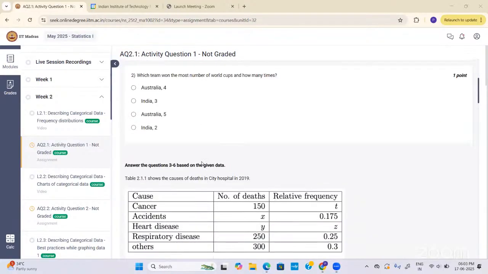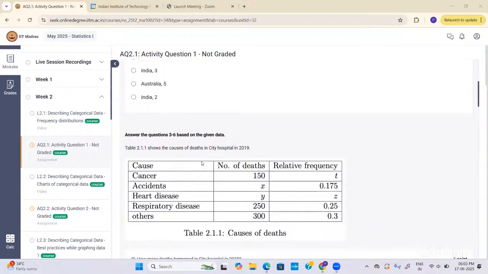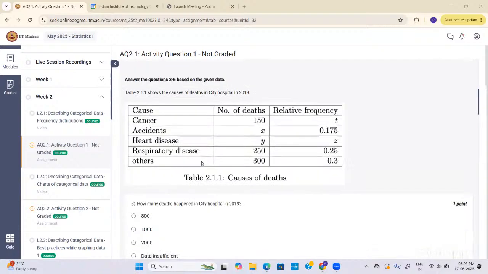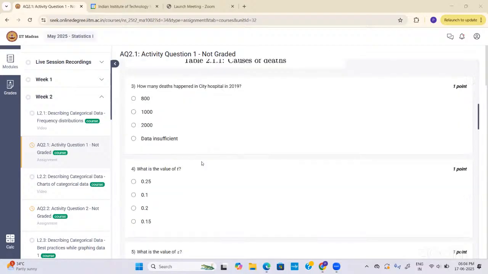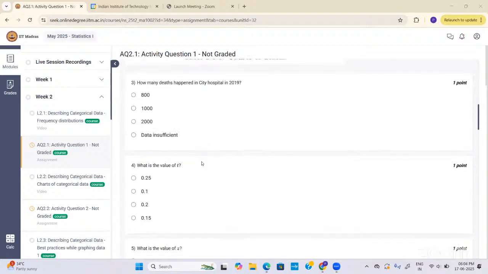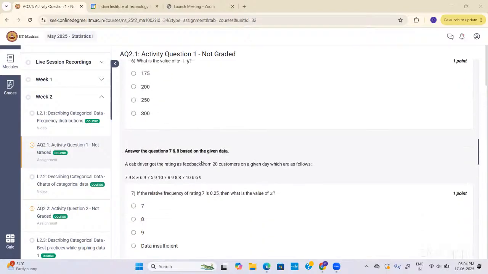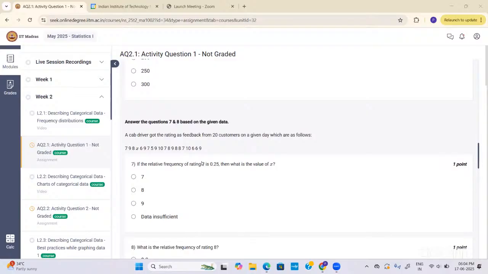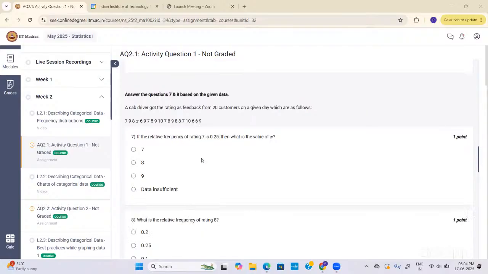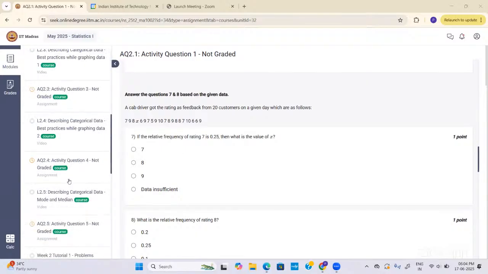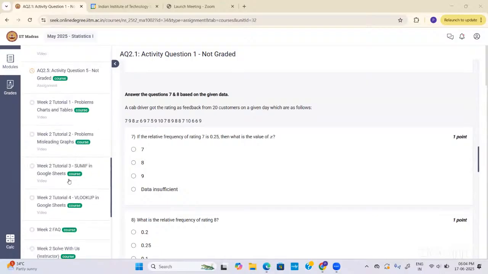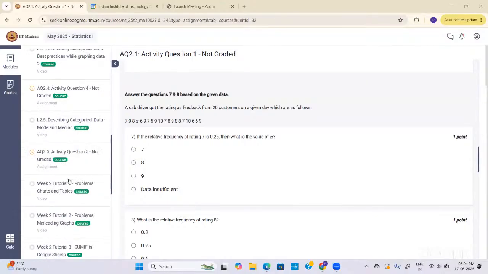Any question? No, ma'am. Anyone who has doubt in any of the questions from this activity? I have doubt in activity 2.7. Activity 2.7 is actually not there. Only 5 activities are there. Just a second.